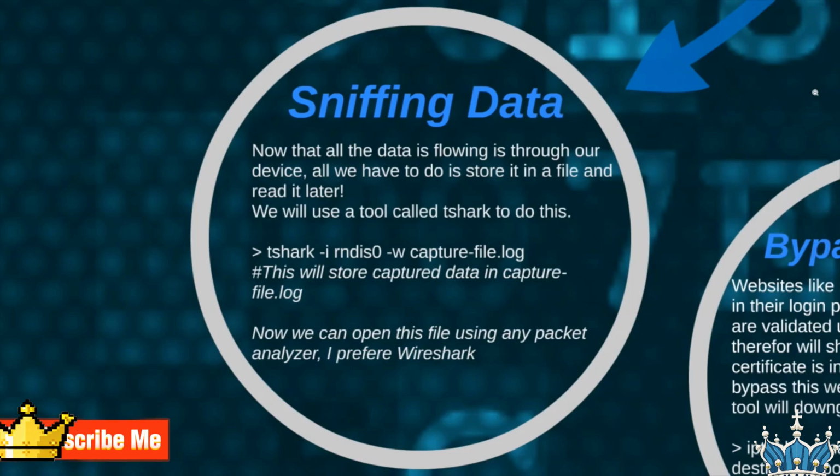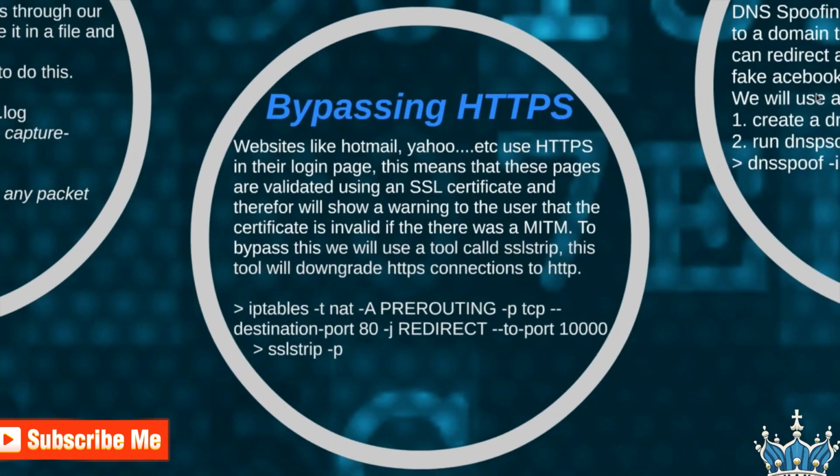So far, we've seen how we can capture usernames and passwords using our Android device only by connecting it to the target computer. Now, the only problem is that if the person tries to log in to a website that uses HTTPS, such as Yahoo or Hotmail. To bypass that, we're going to use a tool called SSL strip.